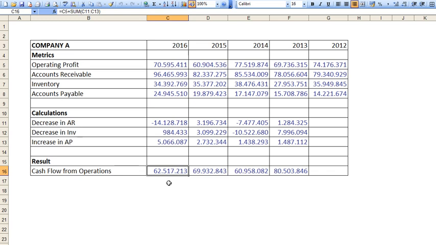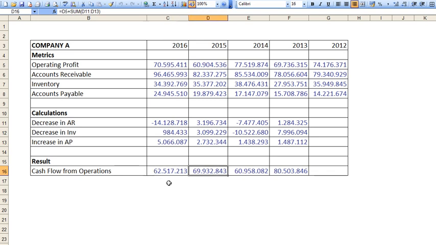If you look at the earlier years, the calculations are just the same. For example, in 2015, the changes in accounts receivable, inventory, and accounts payable were in line with each other, unlike 2016. In this case, operating profit was lower, so it was only 60.9 million. However, the cash flow generation from working capital was higher, and it ended up creating 9 million of cash flow.